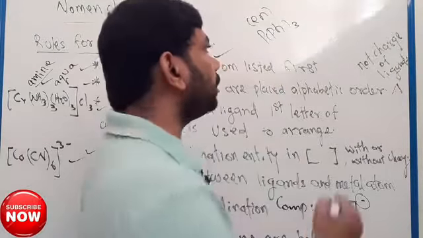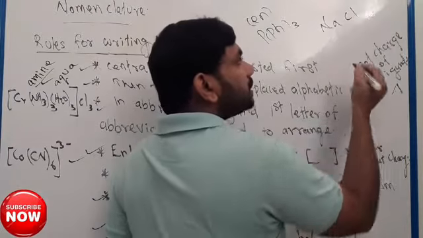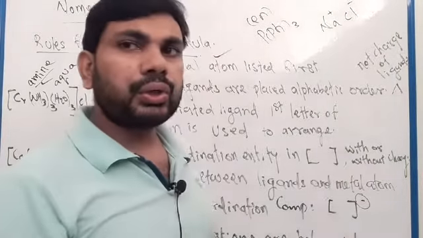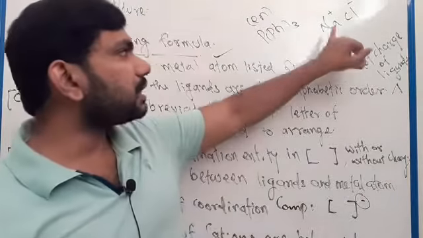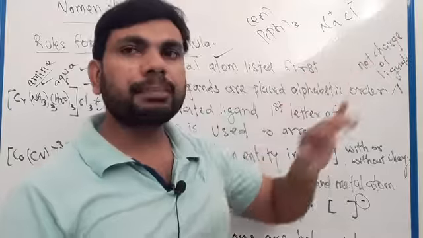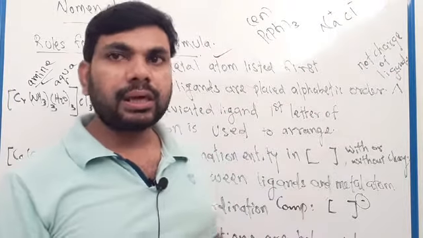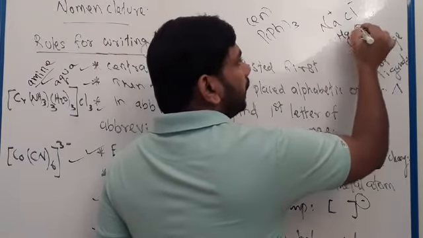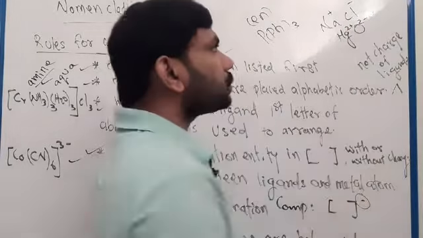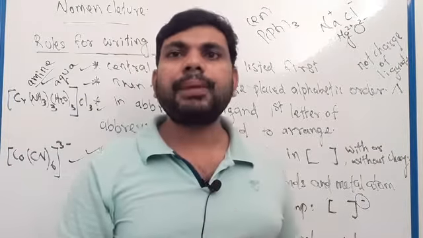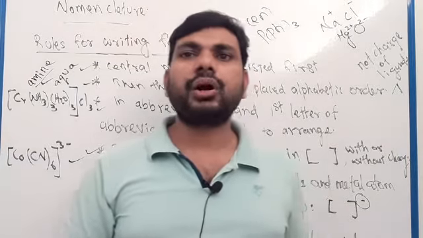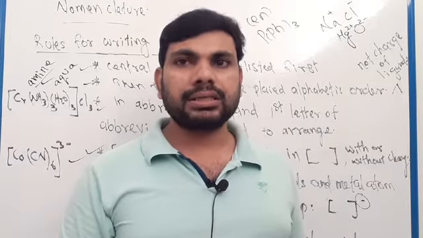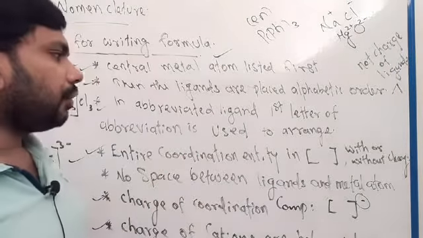Clear? You know ionic compounds, for example sodium chloride: sodium has positive charge, chlorine has negative charge. In an ionic compound, the positively charged part and negatively charged part are always balanced. You can check another example, magnesium oxide, Mg2+ and O2-. The positive charge and negative charge will be balanced. Similarly, in a coordination compound the positively charged part and negatively charged part will be balanced.